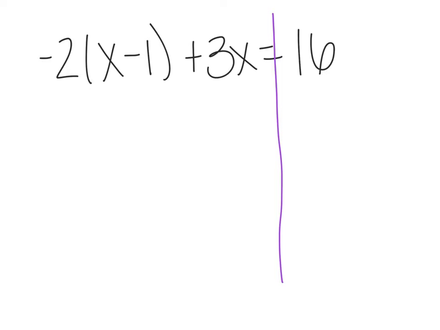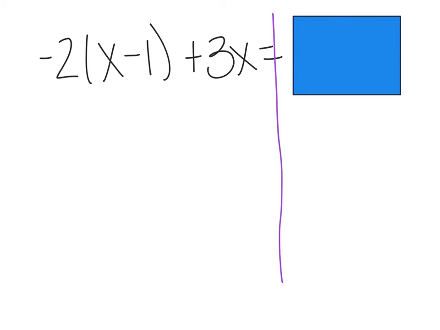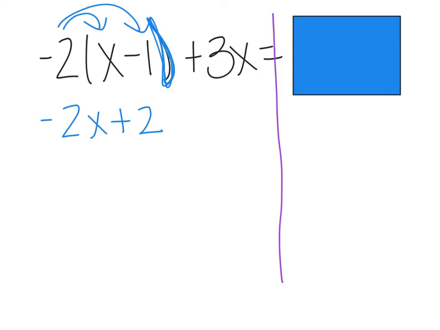That means I'm looking at each side and figuring out what I need to do. So looking at the left side, I have negative 2 parentheses, x minus 1. When we see those parentheses, that tells us that we need to distribute. So negative 2 times x is negative 2x and negative 2 times negative 1 is positive 2. Because my parentheses stops, I stop distributing as well. So I bring down my plus 3x. So I've taken care of the left side.